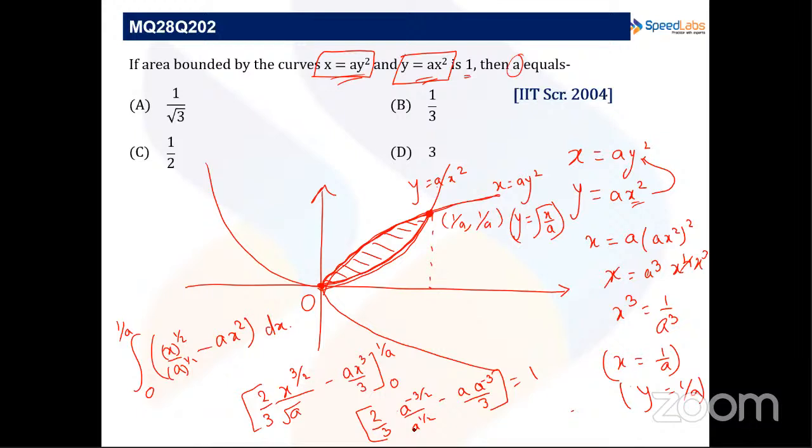So if you solve it, then this will be 2 by 3 minus 1 by 3 into a to the power minus 2 equals 1. So that will be 2 by 3 minus 1 by 3, that is 1 by 3. So 1 upon 3 a square equals 1. So a square will be equal to 1 by 3. So a equals 1 by root 3. So our correct option is option A.